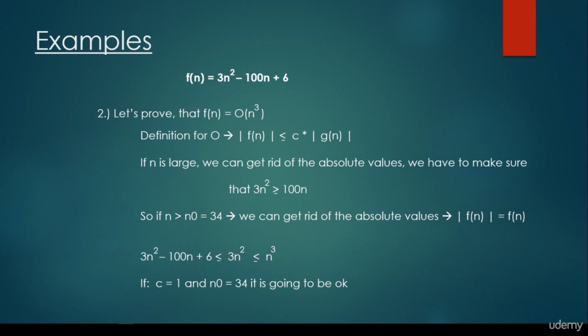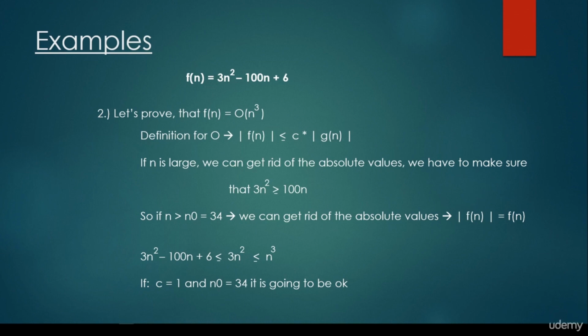Let's prove that f(n) is equal to O(n cubed). The definition is that the absolute value of f(n) is smaller or equal to c times g(n). If n is large, then we can get rid of the absolute values as in the previous example. So we have to make sure that 3 times n squared is greater or equal to 100n. So n has to be greater than 34. So the n0 threshold value is equal to 34, and we can get rid of the absolute values because we are sure that the f(n) values are positive, and the absolute values of the positive values are the original values themselves. So 3 times n squared minus 100n plus 6 is smaller than 3 times n squared, which is smaller than n cubed.